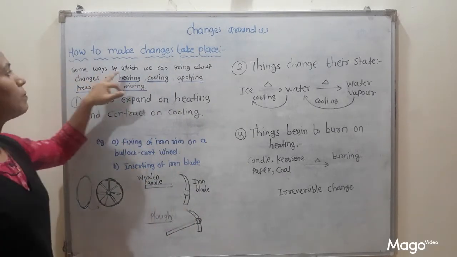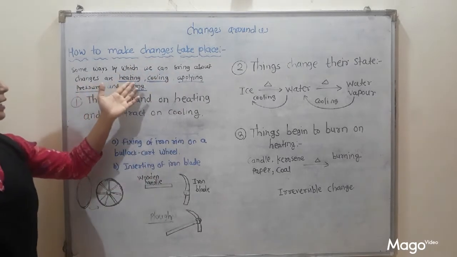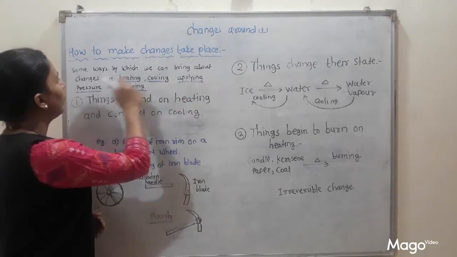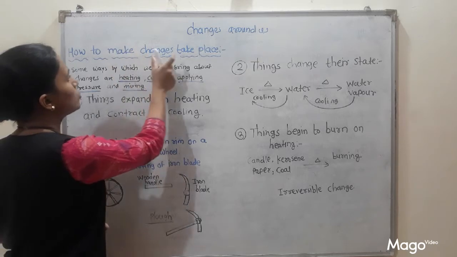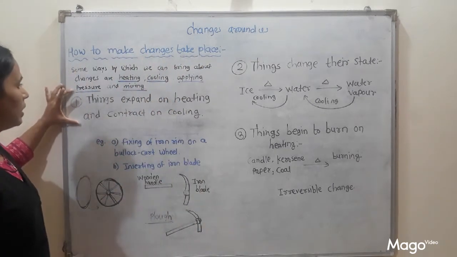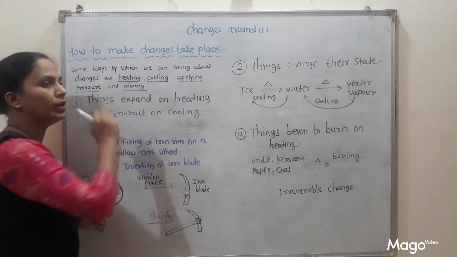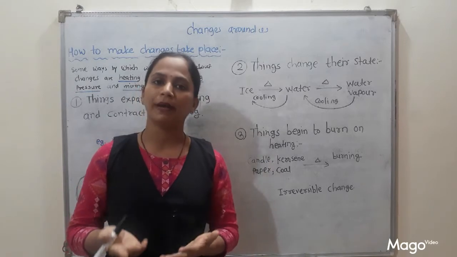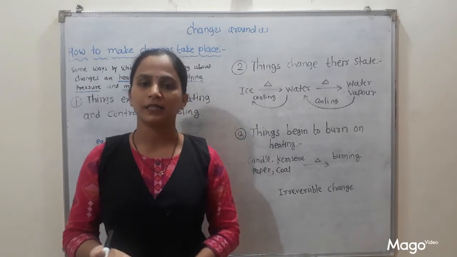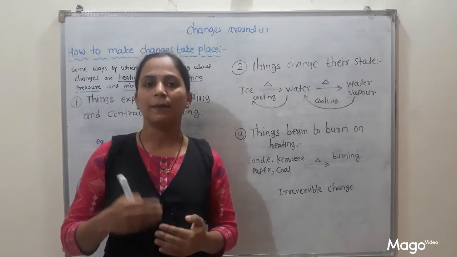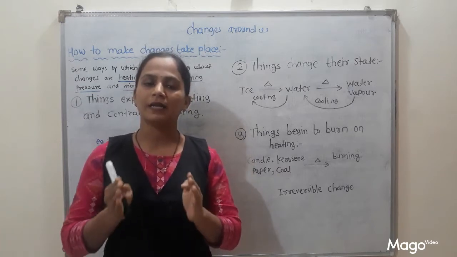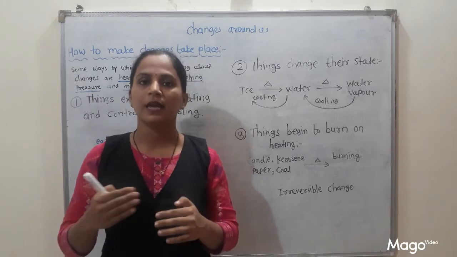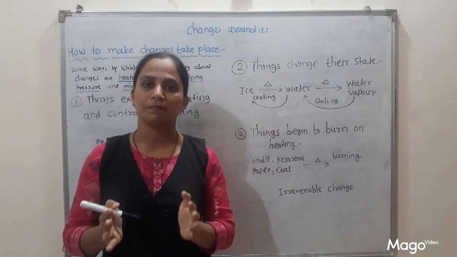So students, some ways by which we can bring about changes are heating, cooling, applying pressure and mixing. By doing these activities, we can make changes take place. First we will study heating and cooling. Normally, when we heat any substance like metal, its temperature starts to increase. As temperature increases, its size increases, which we call expansion.